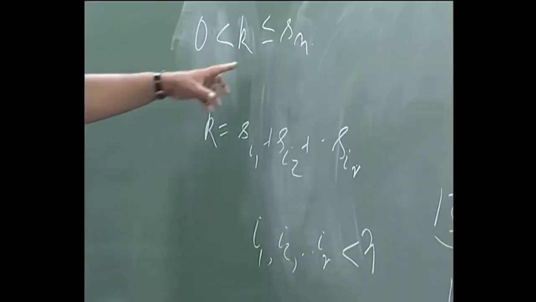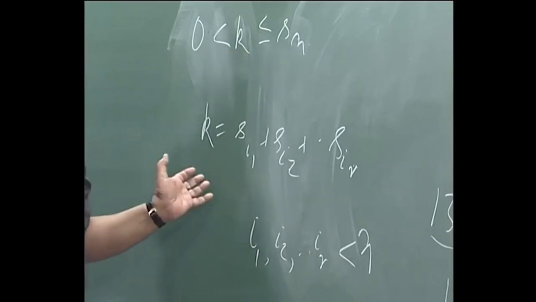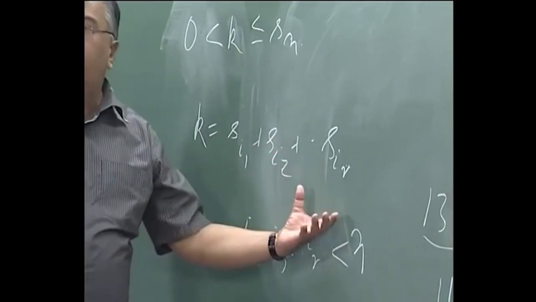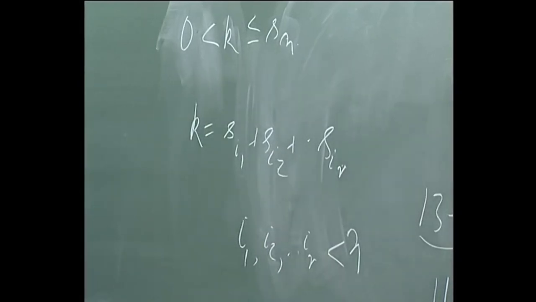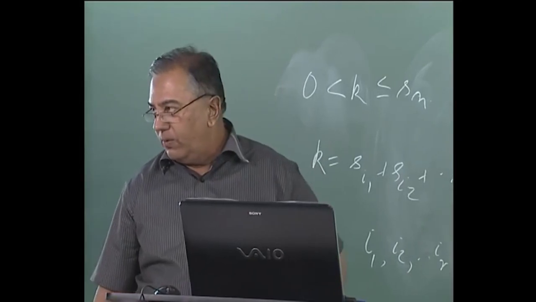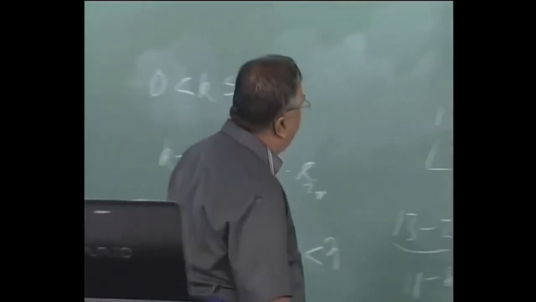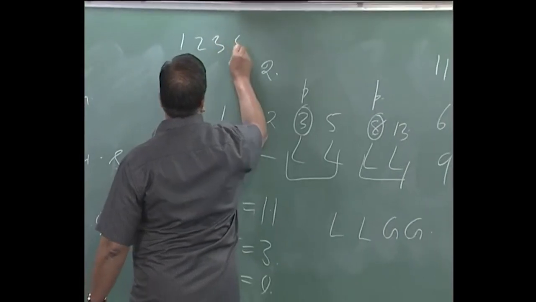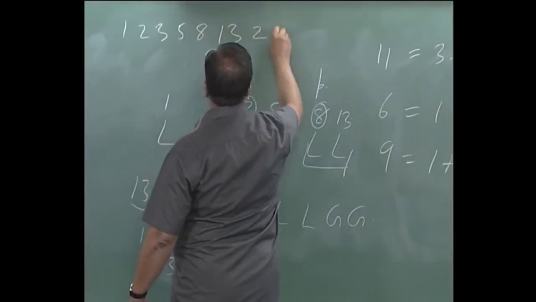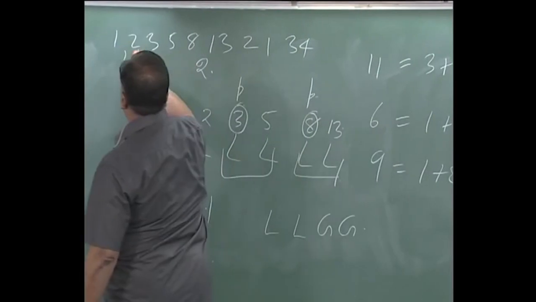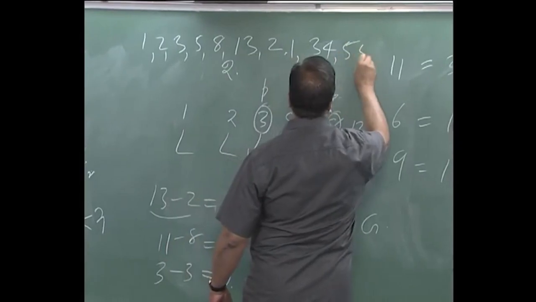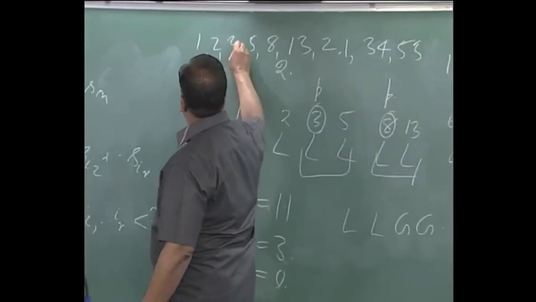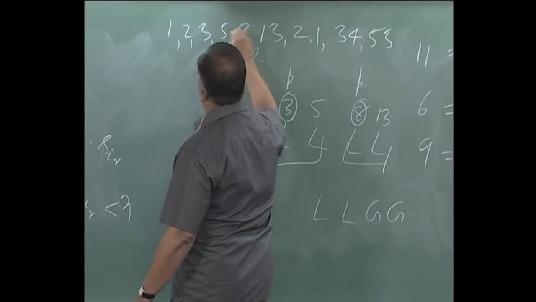So, take any Virahanka number, any integer less than that can be written as a sum of Virahanka numbers below that in a unique form, as long as you put the condition that the Virahanka numbers should be non-consecutive. So non-consecutive means what? 1, 2, 3, 5, 8, 13, 21, 34. Right, these are the Virahanka numbers. These two are consecutive, these two are consecutive, these two are consecutive.